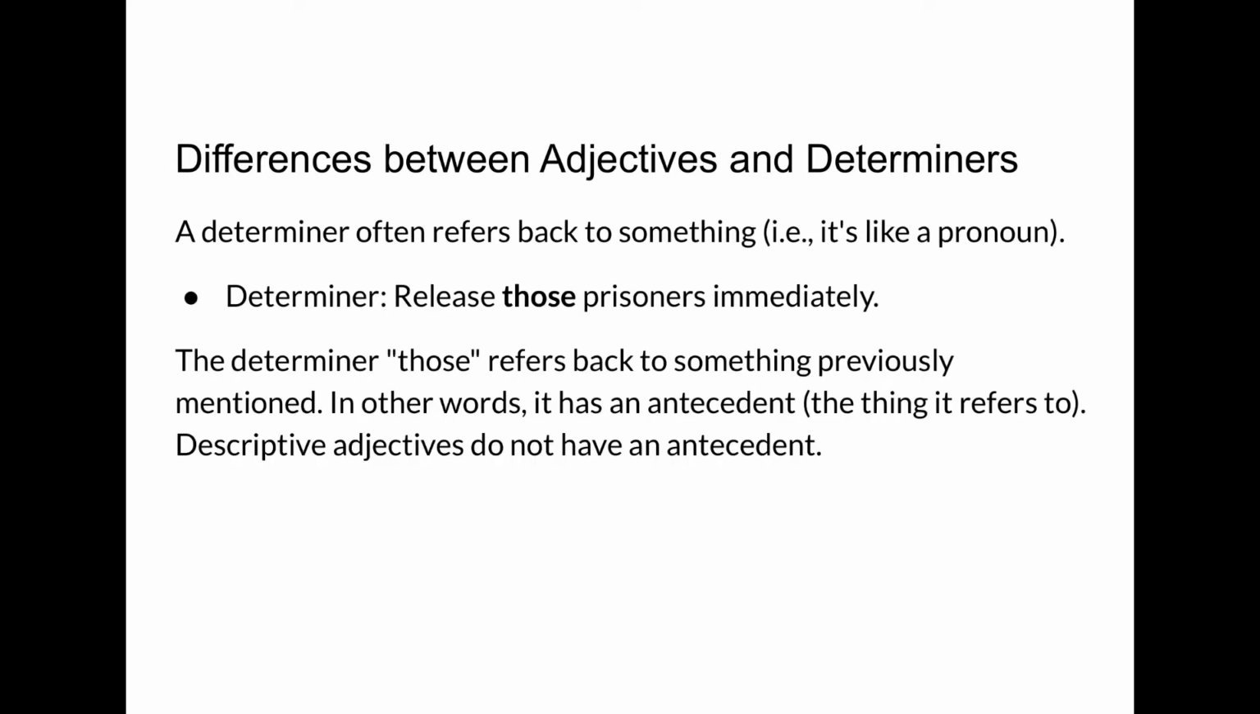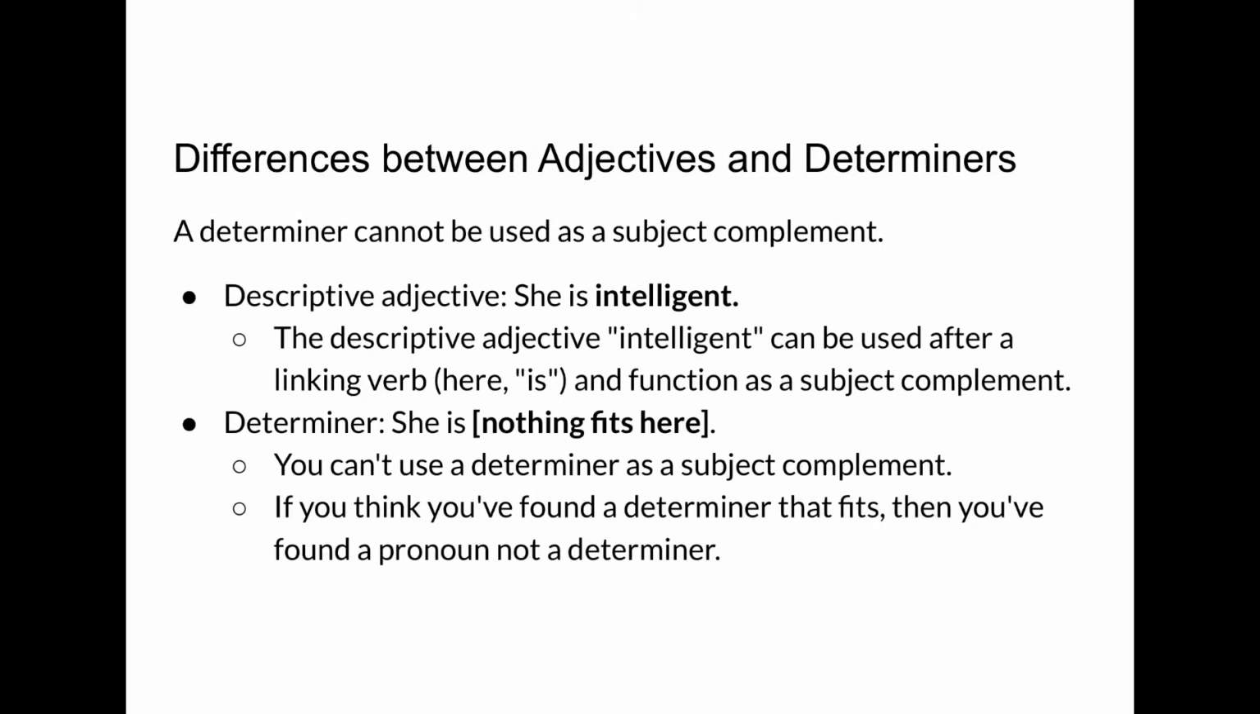Another difference, a determiner often refers back to something. It's like a pronoun. If you said, release those prisoners immediately, the determiner those refers back to something previously mentioned. In other words, it has an antecedent, or the thing it refers to. Descriptive adjectives do not have an antecedent. And finally, a determiner cannot be used as a subject complement. You can put descriptive adjectives in this spot. For example, she is intelligent, intelligent describing she. It doesn't work with a determiner.